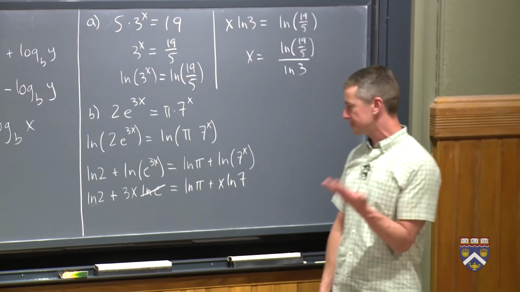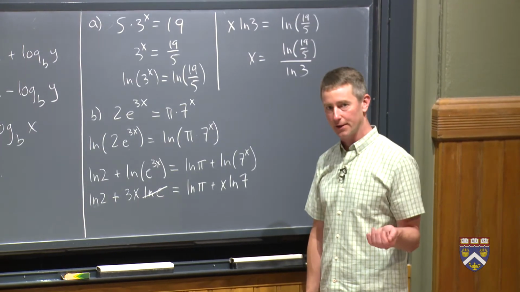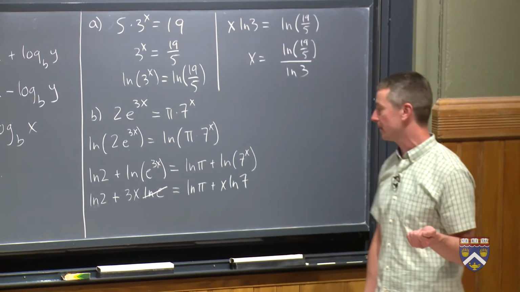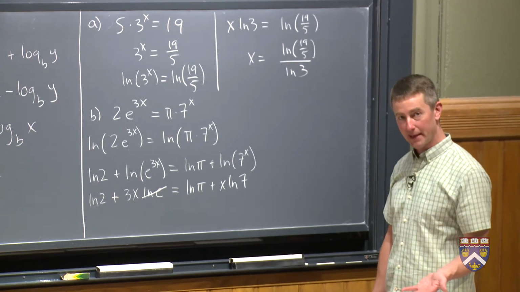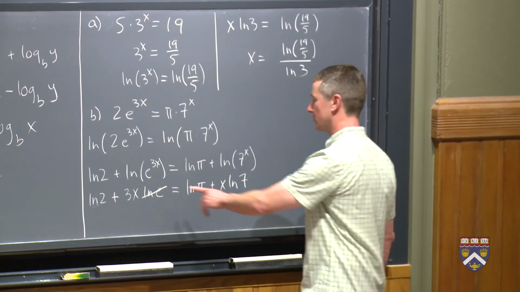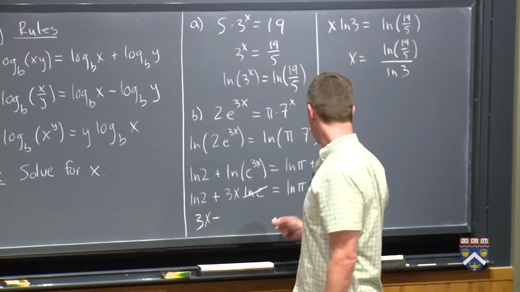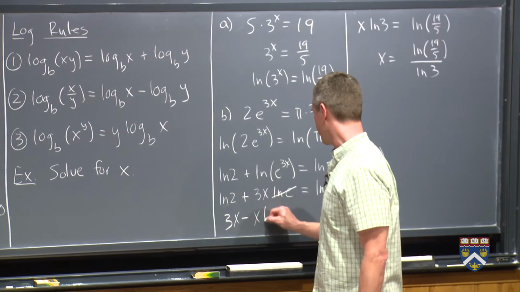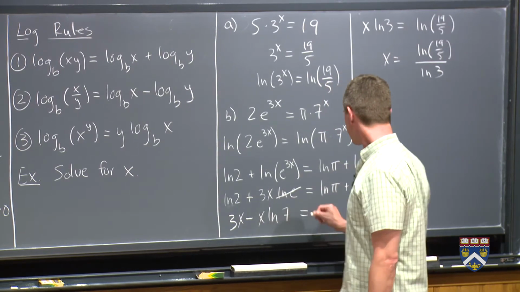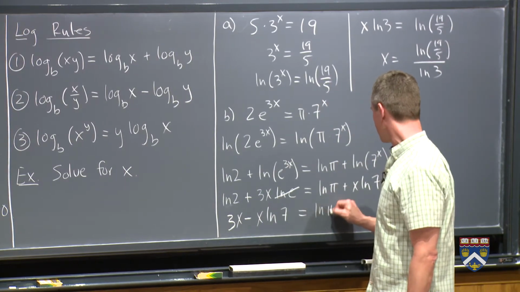So you should ask yourself, what's your general strategy for solving a linear equation? And probably you would say something like, I want to start off by getting all the x's on one side. So let's leave the 3x on this side. And let's bring this other stuff to that side, x ln 7. And let's get everything else onto the other side.